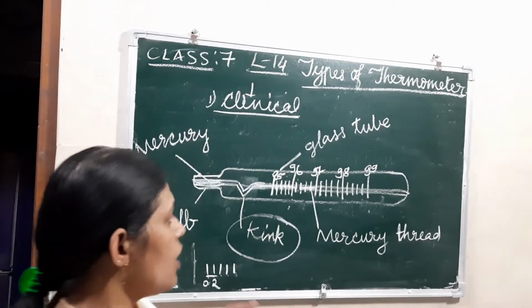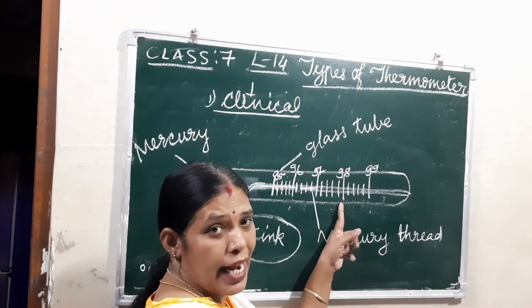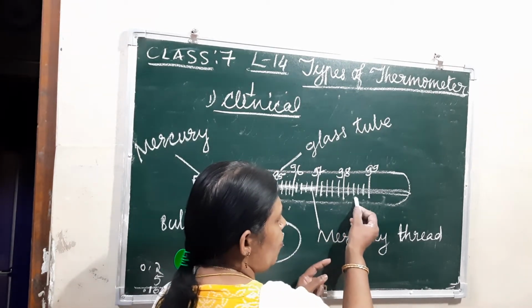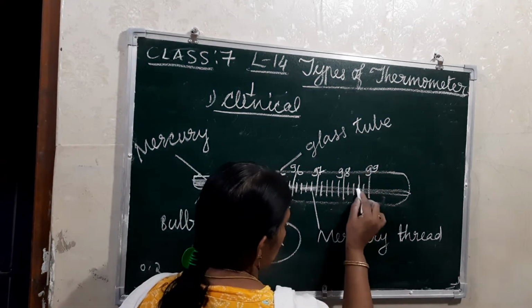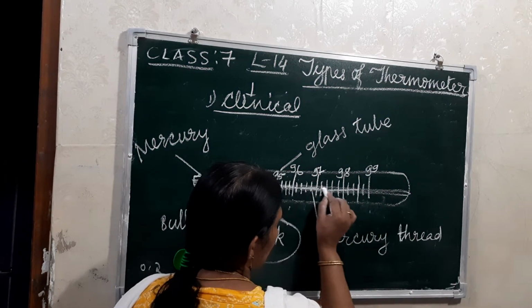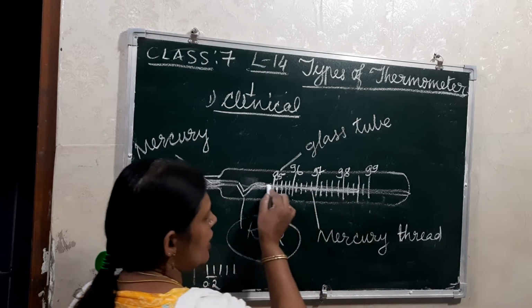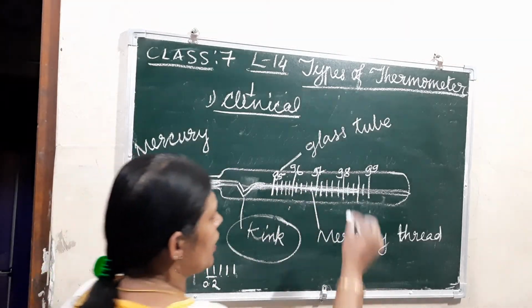98.6 degrees Fahrenheit. Where will it come? Here it is, 98. Now see 0.2, 0.4, 0.6. So 98.6 reaches here, so the mercury level comes up to here.